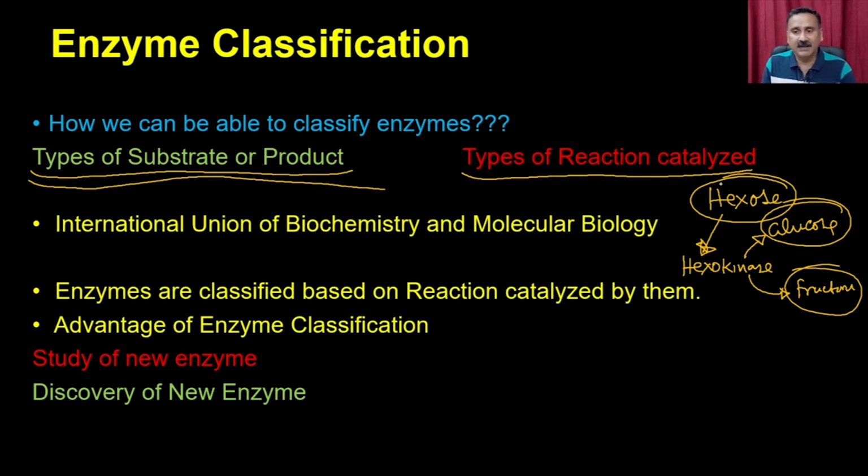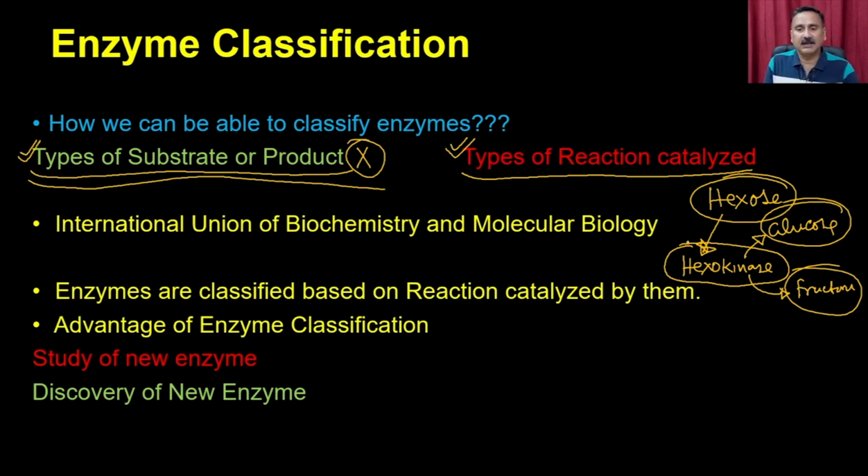Now we have taken an example of hexokinase, which accepts different types of 6-membered sugars, right? Whether it is glucose, fructose, mannose, or any other sugar, hexokinase is going to accept these sugars and it will catalyze the reaction. So that's why the idea of classifying the enzyme based on the substrate or the product was turned down, and then people started classifying the enzyme based on the reaction it catalyzes, right?